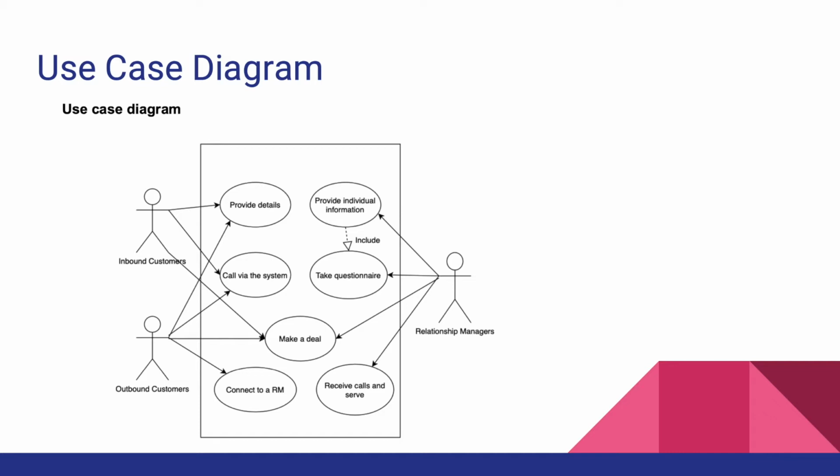And for the outbound customers, they also provide details, call via the system, and all of the outbound customers should wait to connect to a relationship manager, and they make a deal with the relationship managers. And for relationship managers, they have to provide individual information via taking a questionnaire, and they can receive calls and serve to make a deal with the customers.